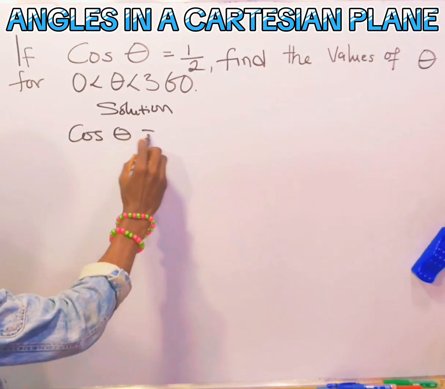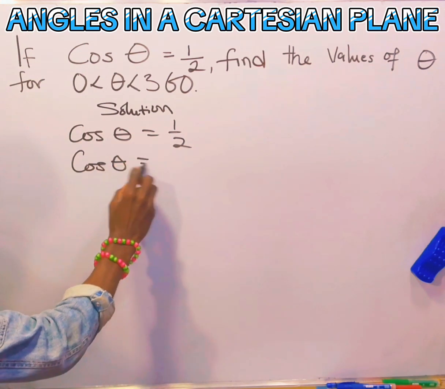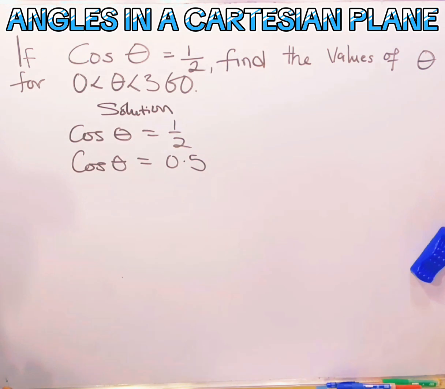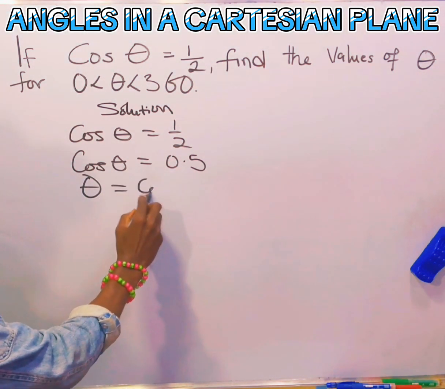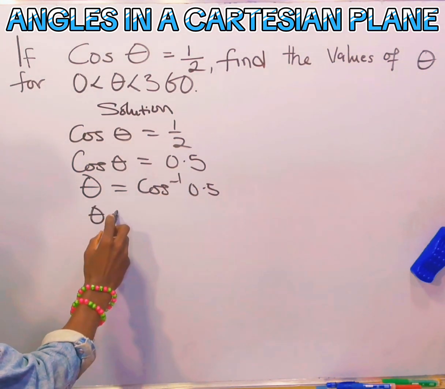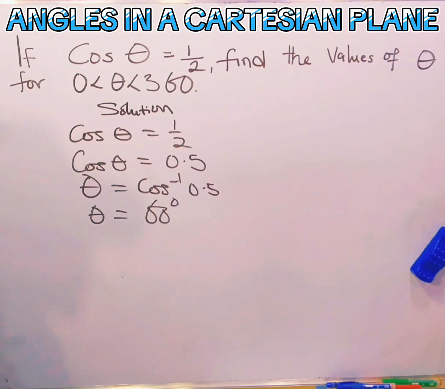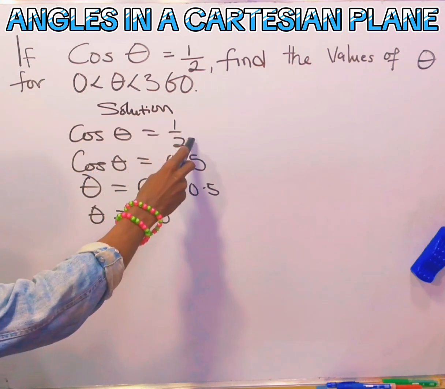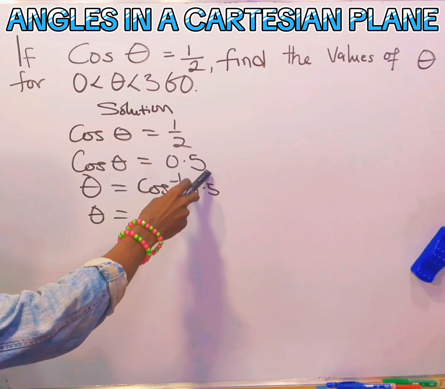Cos theta is 1 over 2, which means cos theta is 0.5. Therefore, if cos theta is 0.5, what is the value of theta? Theta will now be cos inverse 0.5. That makes theta equal to 60 degrees. Because cos theta is 1 over 2, cos theta is a positive value.